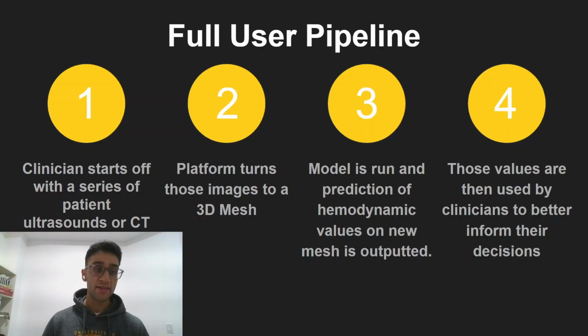Our first step is that the clinician starts off with a series of patient ultrasounds and CT scans, as they always do. Step 2 is that the platform turns these images into a 3D mesh. Step 3 is that the model is run and a prediction of these hemodynamic values on the new mesh is outputted. And step 4, these values are then used by clinicians to better inform their decisions.